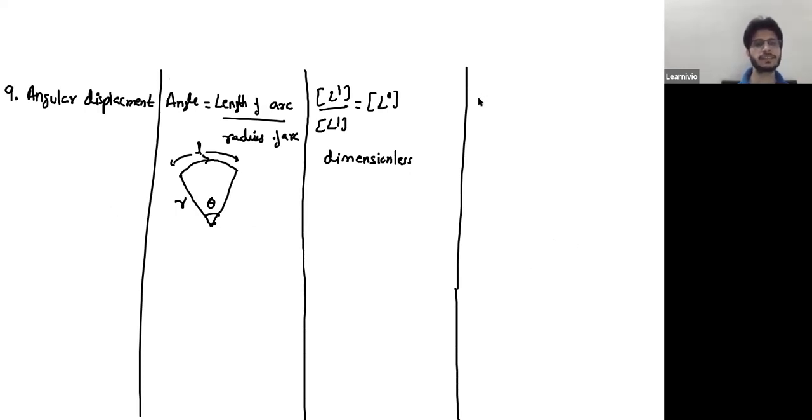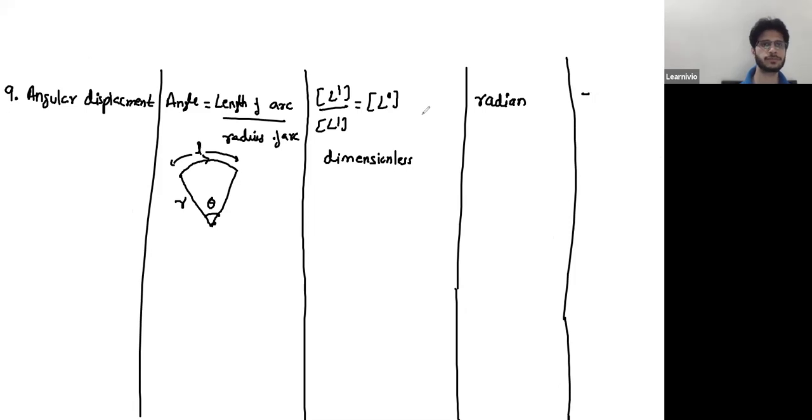The next is the SI unit of angle, which is radian. There is no CGS unit of angle, so I'm not writing any CGS unit here.